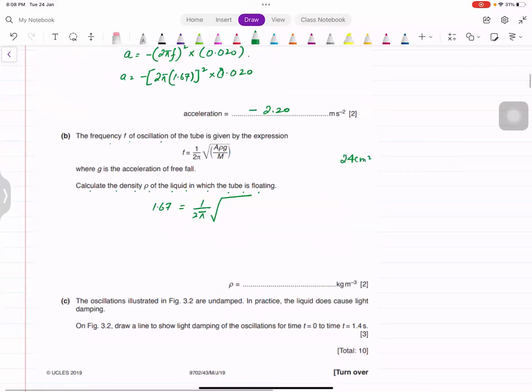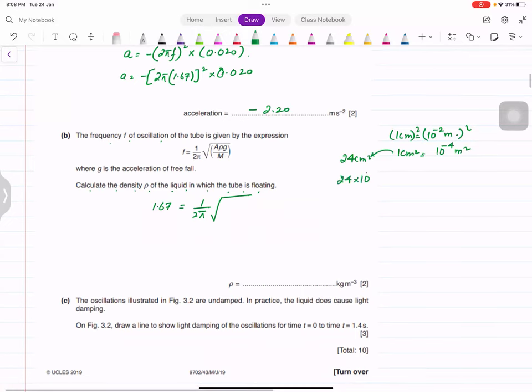How do we change this? So we should remember that 1 centimeter is basically 10 raised to power minus 2 meters. You guys agree? So if you square on both sides, then 1 centimeter square will be 10 raised to the minus 4 meter square. Agree? Now just replace this here. So it will be 24 times 10 raised to the minus 4 meter square. Understood?